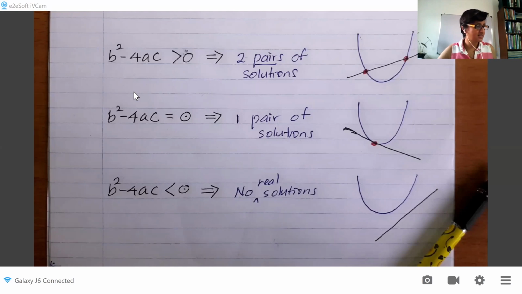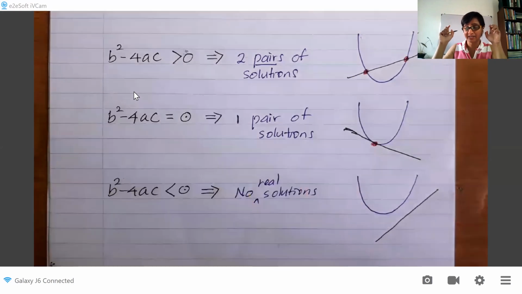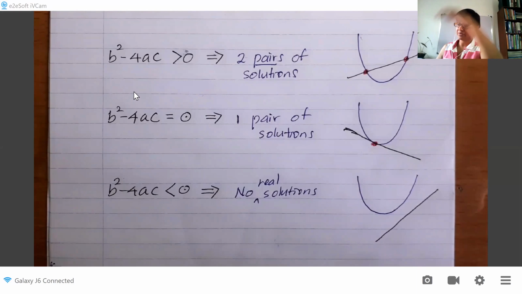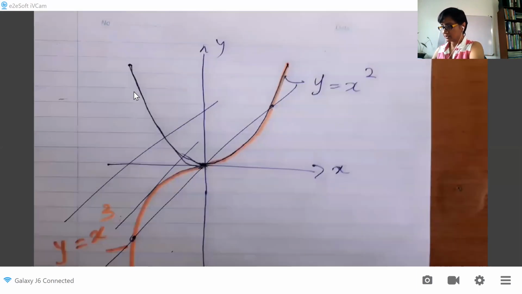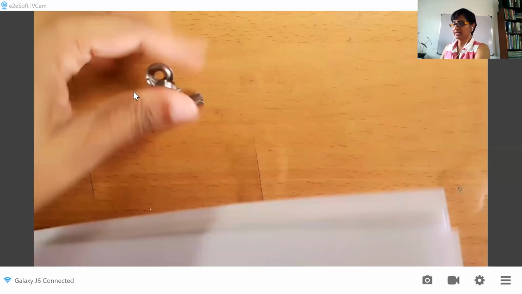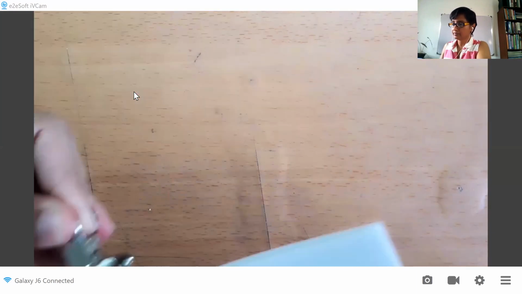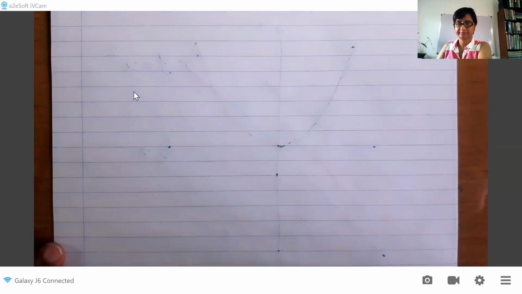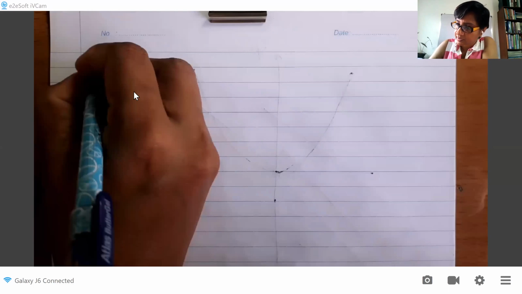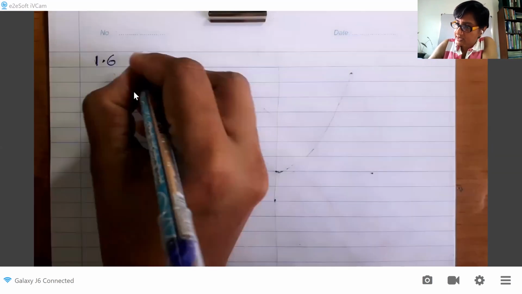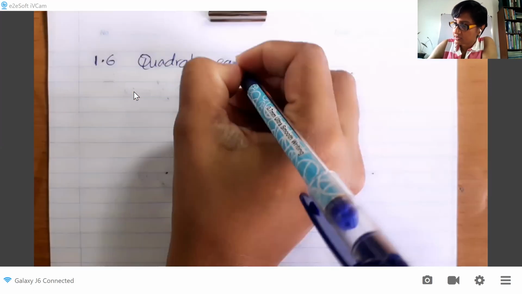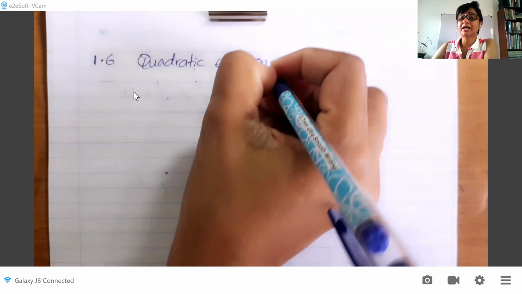This is quadratic equations in disguise. They are wearing a mask. You can't see that they are quadratic equations. You have to go and remove their mask. So your last topic in quadratics, is it 1.6? I think so. 1.6 quadratic equations in disguise.